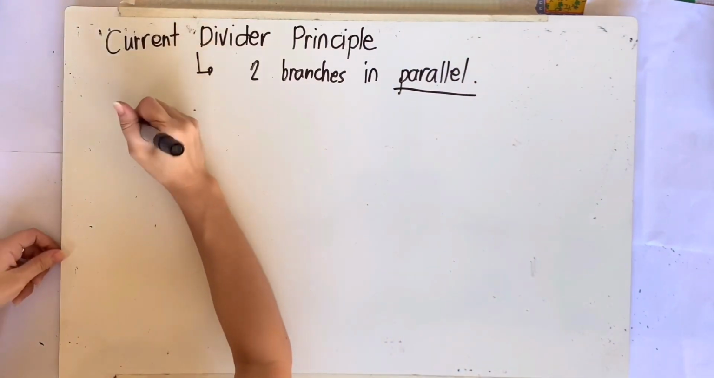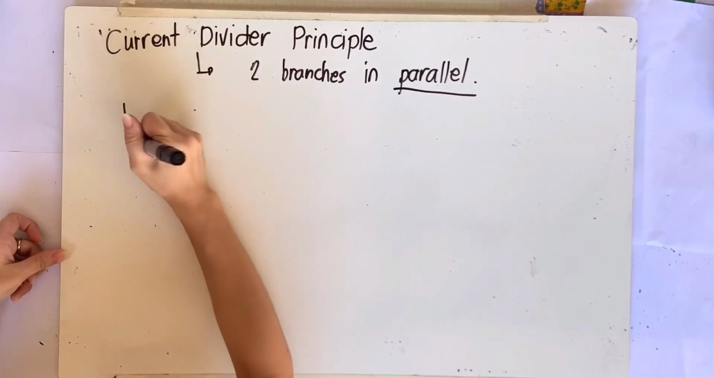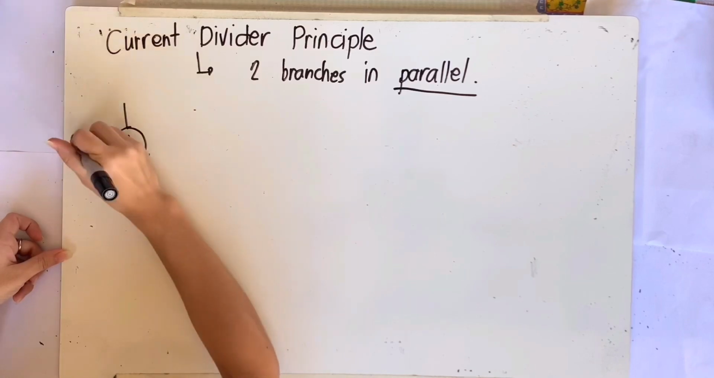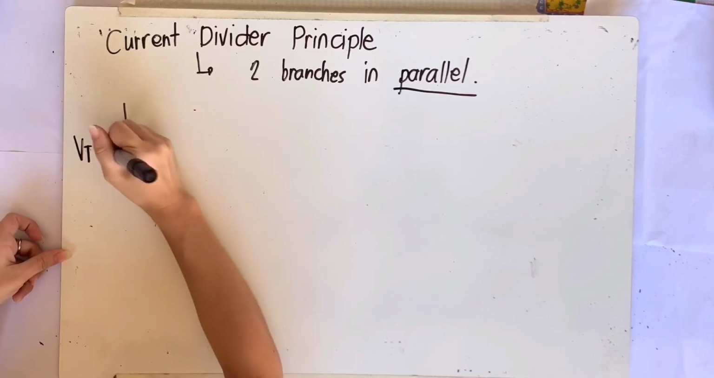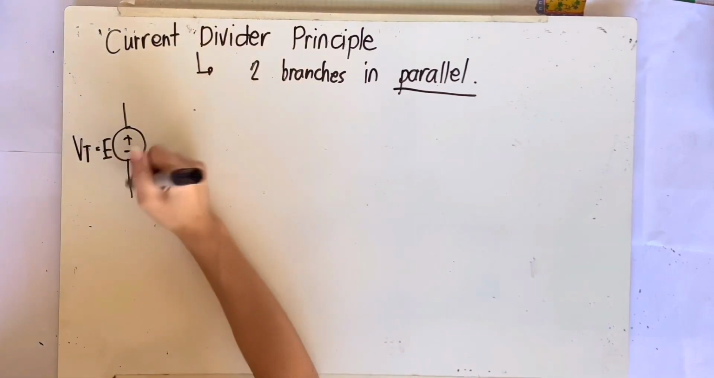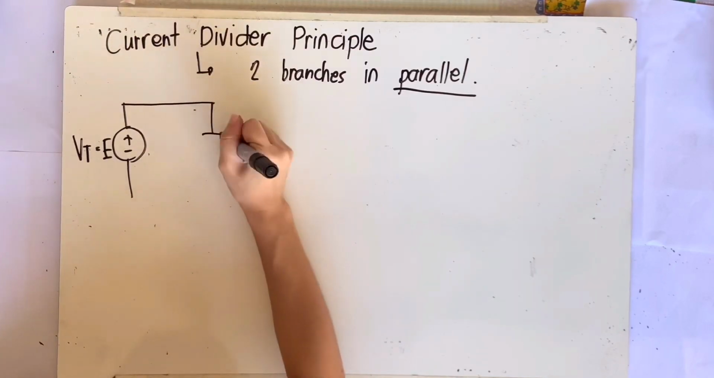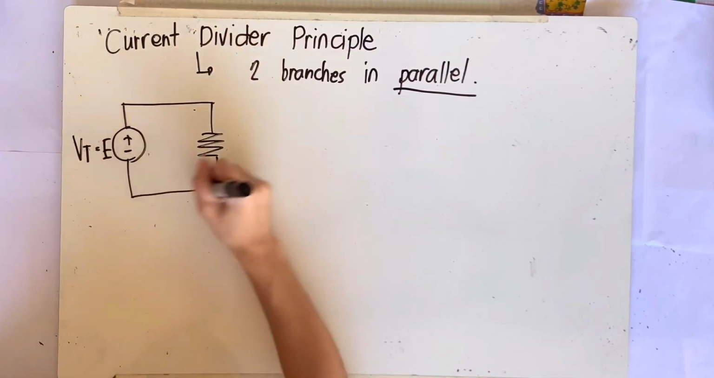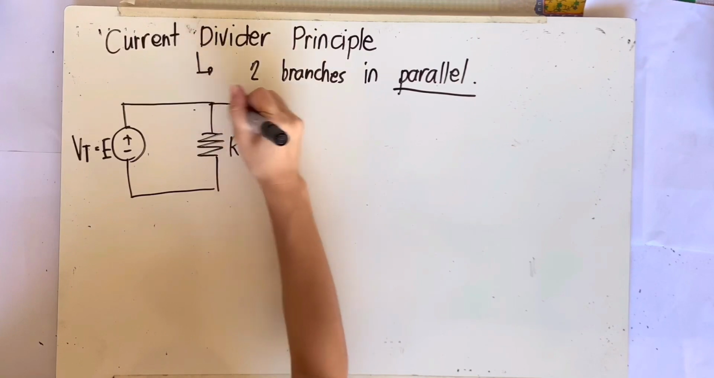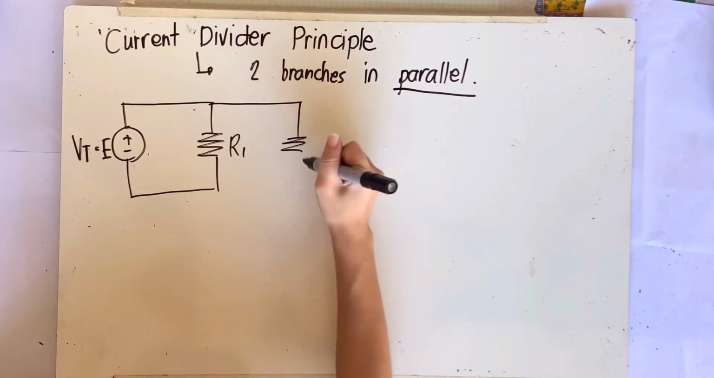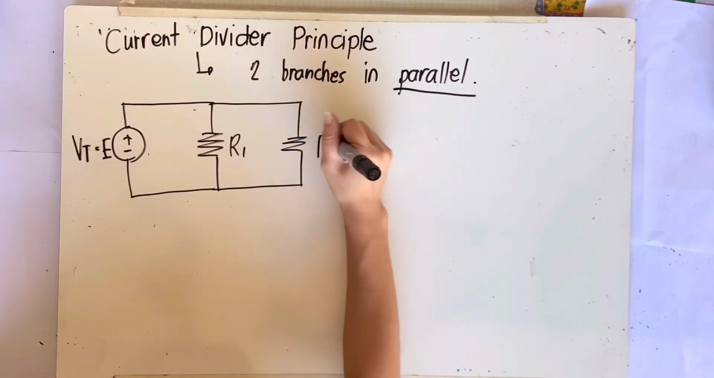Okay, so let's say we have an example, simple parallel circuit with an applied voltage of VT or E para sa EMF. And let's say this is connected in parallel to two branches. Let's say the first branch is R1, ang laman. And let's say yung second branch natin, si R2 lang ang laman.